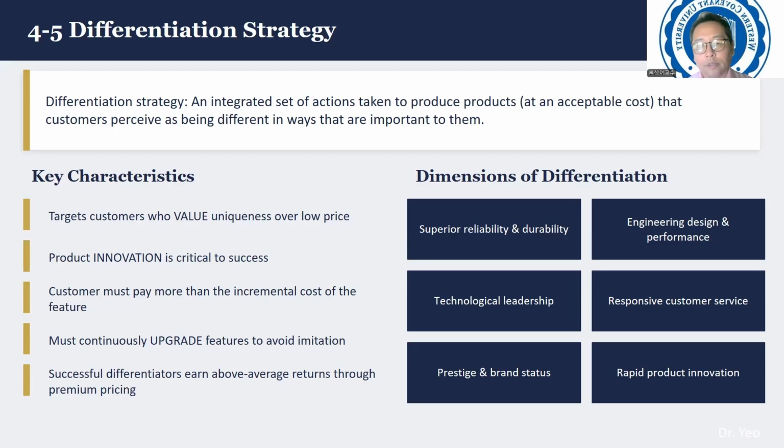Now look at the right side. There are almost unlimited ways to differentiate. Unusual features, rapid innovation, technological leadership, perceived prestige, engineering performance, customer service responsiveness. So this is a key contrast with cost leadership. The ways to reduce cost are finite. The ways to create perceived value are virtually unlimited. That's a powerful advantage for these differentiators.